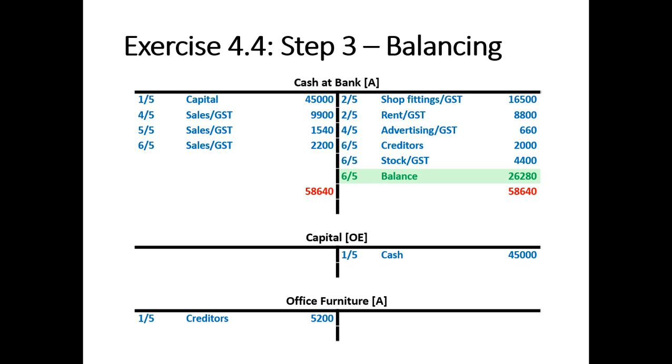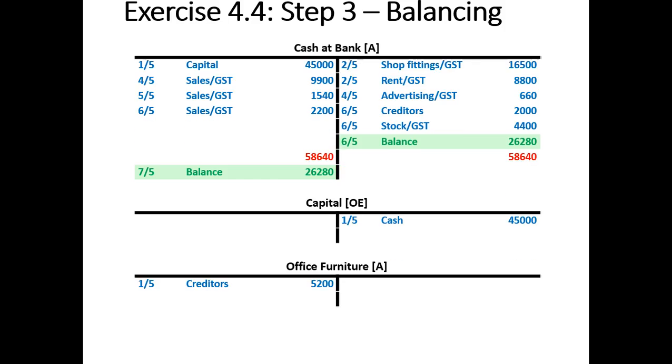What we need to make sure we do is then transfer that down to the next period, and we'll make sure we do that with the date of the next period's first day, which in this case was the 7th of May. Looking at capital, it doesn't need to be balanced, there's only one entry. Looking at office furniture, it doesn't need to be balanced either.